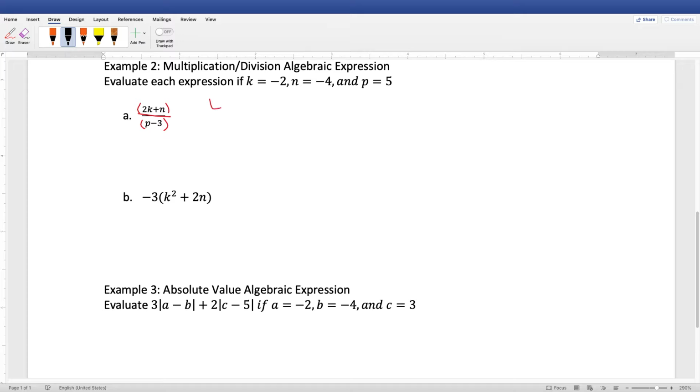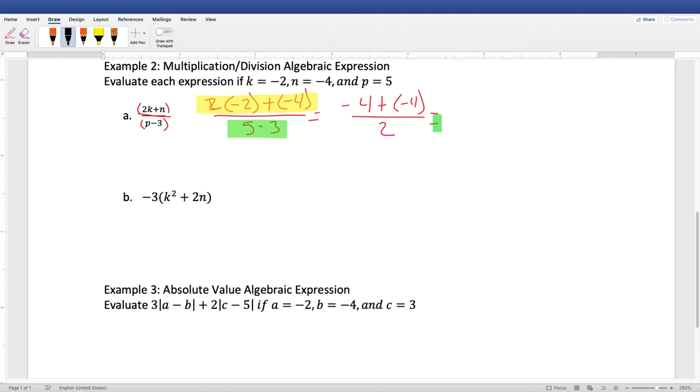So in the top I have 2 times negative 2 plus n, which is a negative 4, over my p value, which is 5 minus 3. So we're going to simplify the top first. When I simplify the top, 2 times negative 2 gives me negative 4 plus still negative 4. That didn't do anything. Now let's simplify our denominator. 5 minus 3 gives us a value of 2.